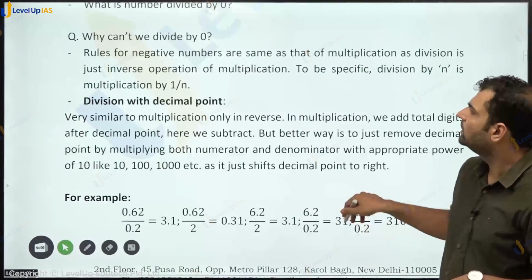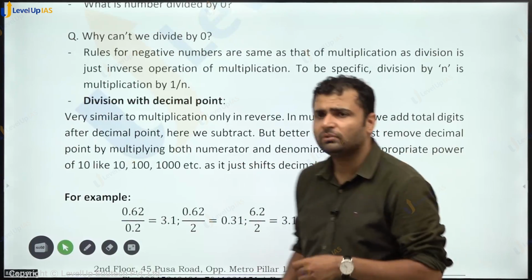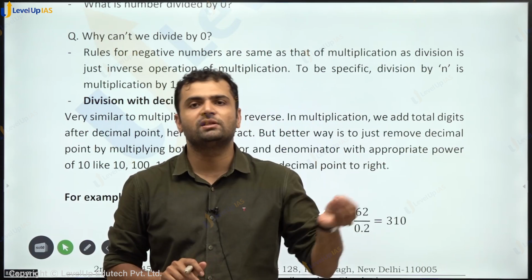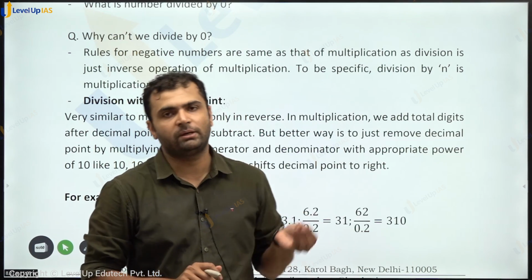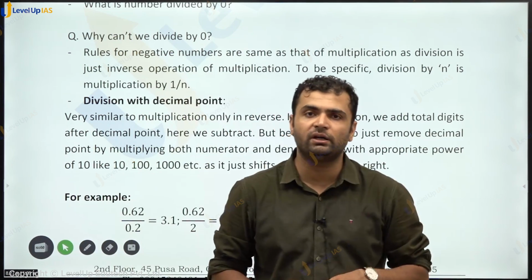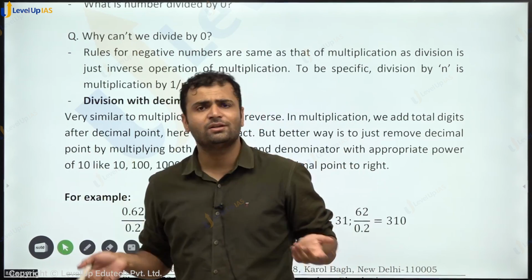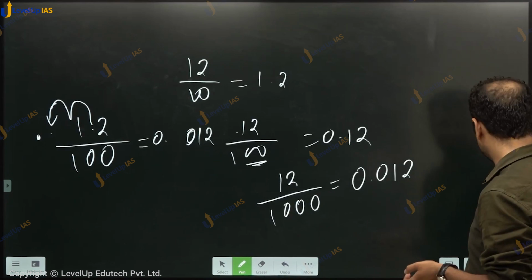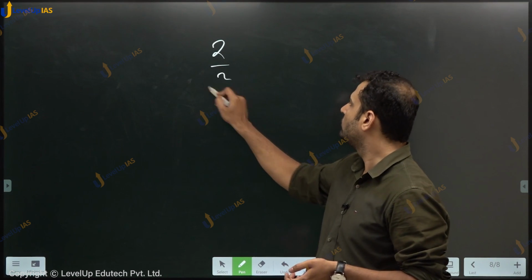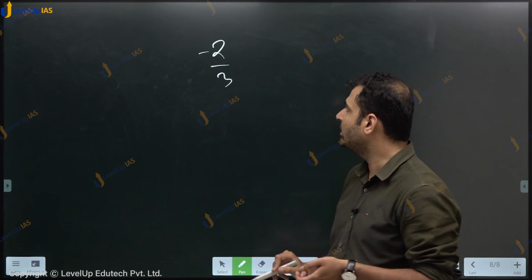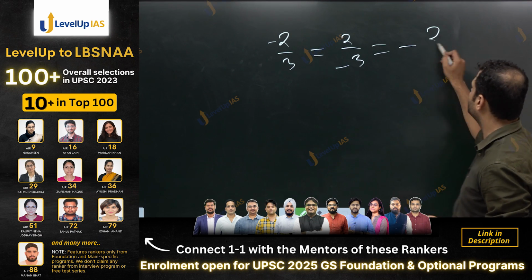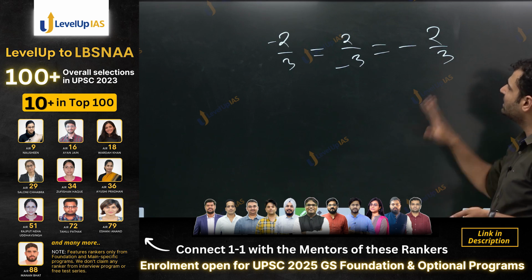Next, rules for negative numbers are the same as that of integers. For example, a negative number divided by a negative number is a positive number. A negative number divided by a positive, or a positive divided by a negative, is a negative number, and so on. And further, I'm sure you know this, but if I write minus 2 divided by 3, it is the same as 2 divided by minus 3. It is the same as minus of 2 divided by 3. All these are equivalent.